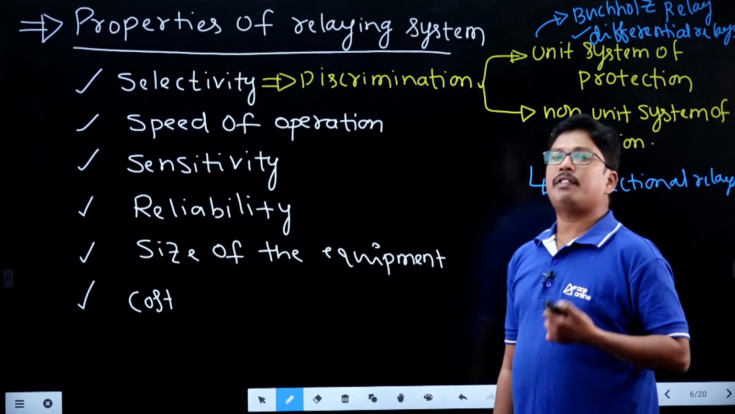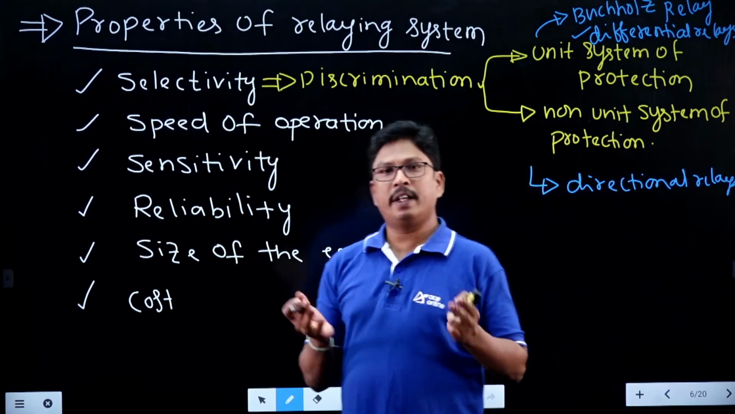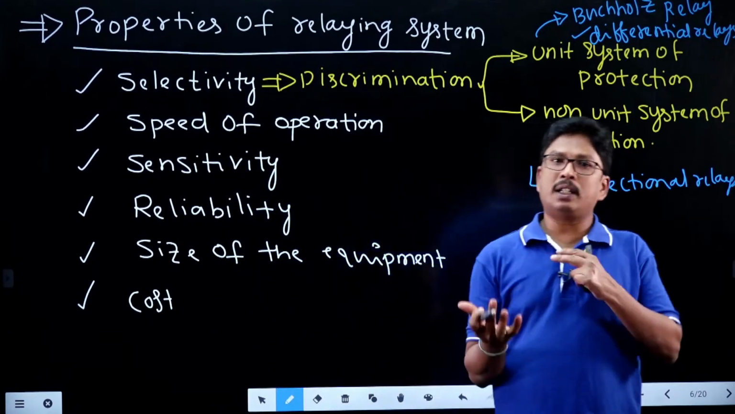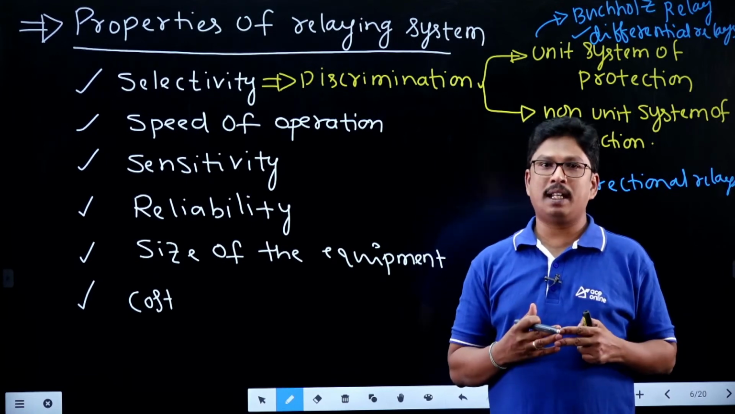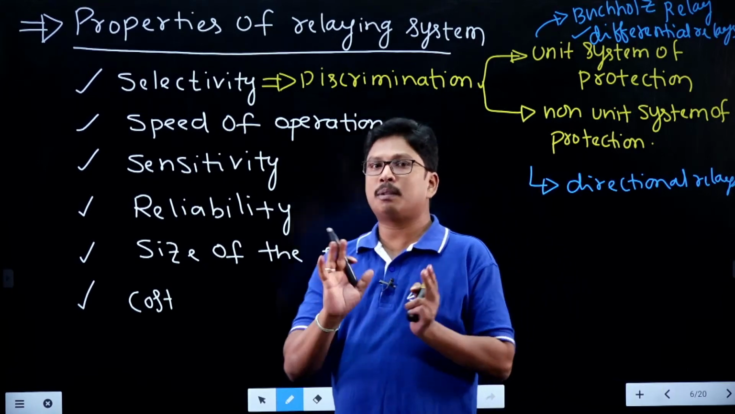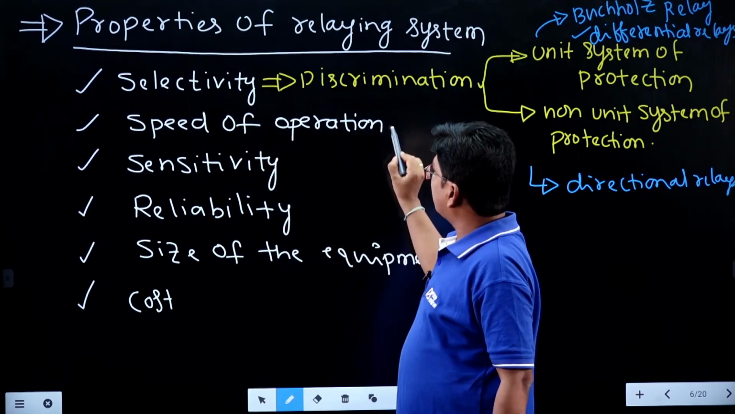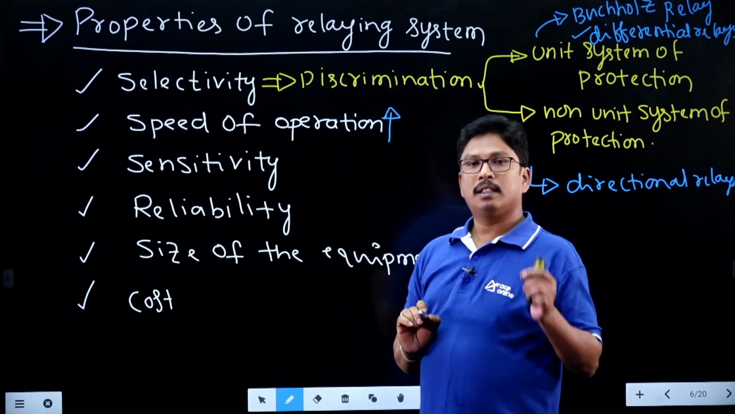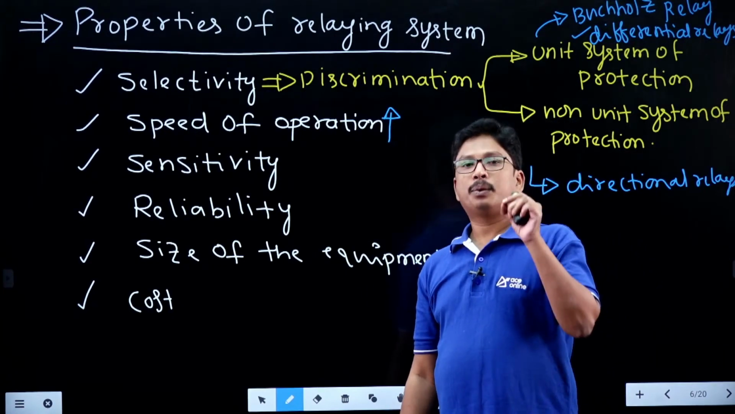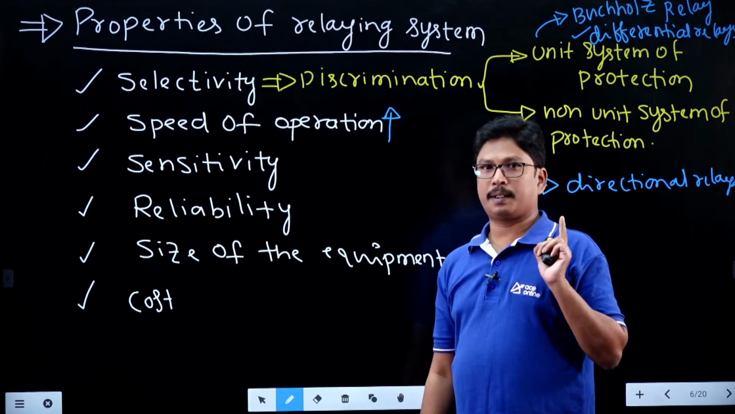Next one is the speed of operation. A relaying system should have very high speed or very low operating time, right? So how can we control the operating time of the relay? The operating time of the relay can be controlled by controlling the position of the back switch, so that the speed of operation is very high and the operating time is very, very less. So to control the operating time, we have to control the back switch position, which we are going to see.